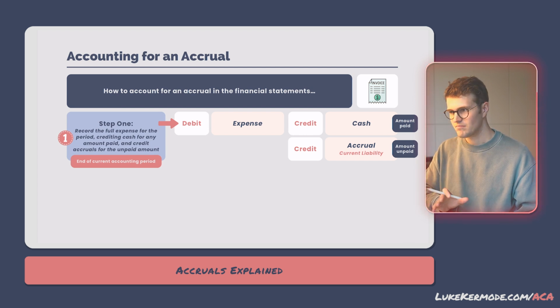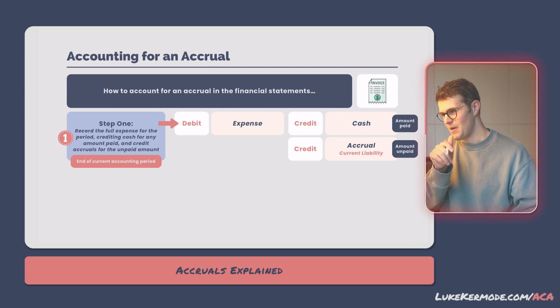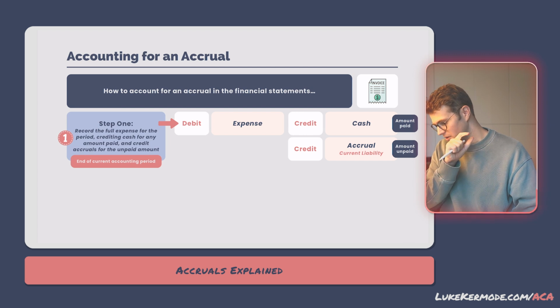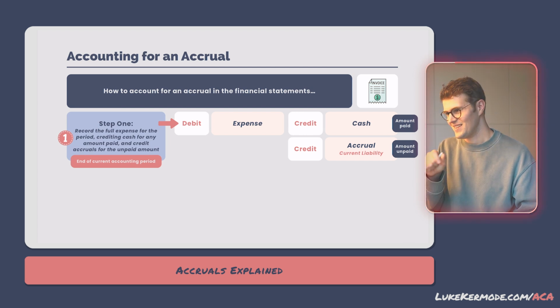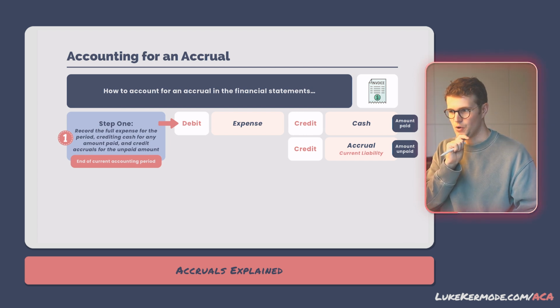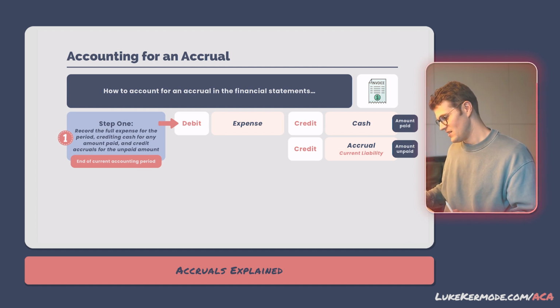So hopefully this is clearly shown on the slide. The amount of the expense that's been paid for goes to cash, the amount of the expense that has not been paid for goes to accruals, and it's going to appear as a current liability in the balance sheet.